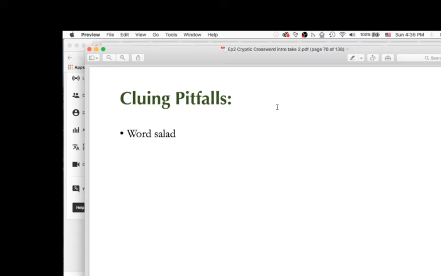Word salad. Often beginning constructors will say, well, gee, these cryptic clues just look like a bunch of words put together and you're supposed to interpret it, forgetting that part of the goal is to make something that looks plausible. So the important thing here is, do the elements of the clue come together in the surface reading?